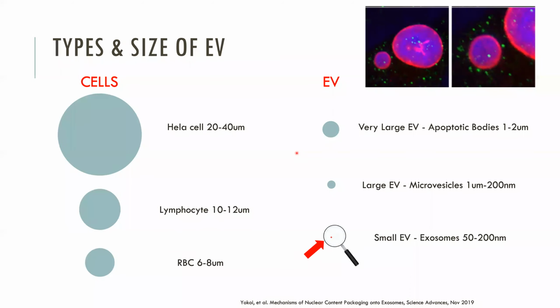There are very large EVs. These are typically apoptotic bodies. They're about 1 to 2 microns. There are large EVs, which tend to be called microvesicles as well. Those are about 1 micron down to about half or 0.2 microns. And then there are small EVs, which is what this talk will focus on. Small EVs are also called exosomes, and they are about 50 to 200 nanometers.